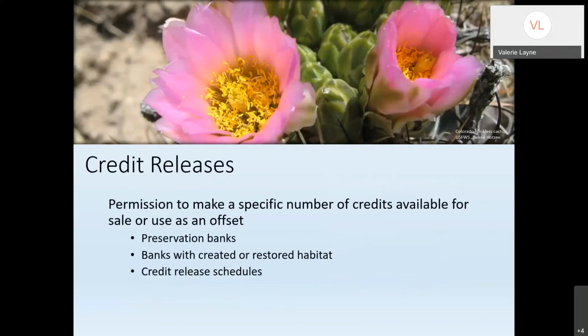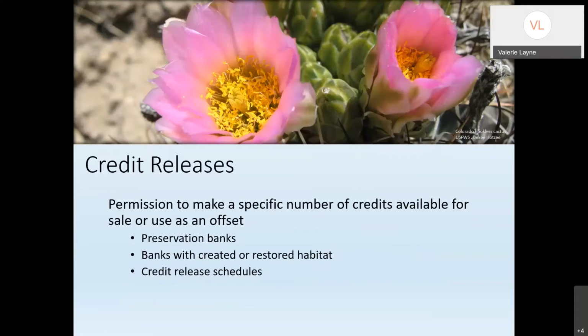After a bank is approved and it's ready to start operating, the number one thing the bank sponsor needs is a credit release, the first credit release. And if you're not familiar with that, what that is, is permission to make a specific number of credits available for sale or for use as an offset. Now, a later webinar is going to talk about how you arrive at that number in the first place. But right now we're talking about a bank that is already open for business.